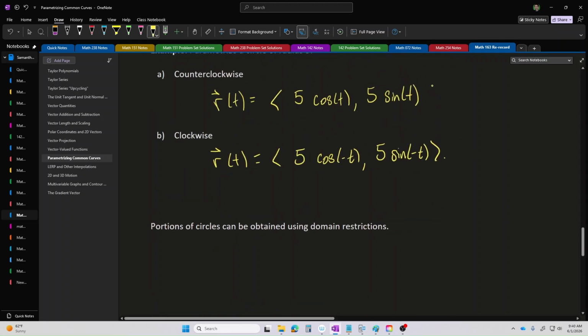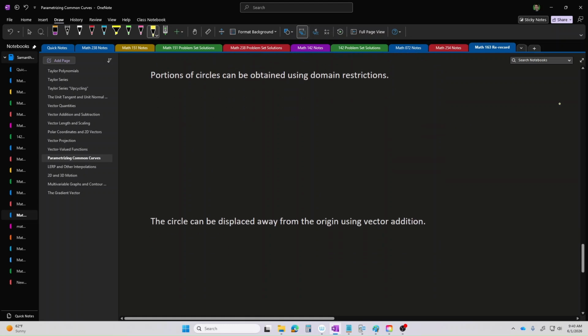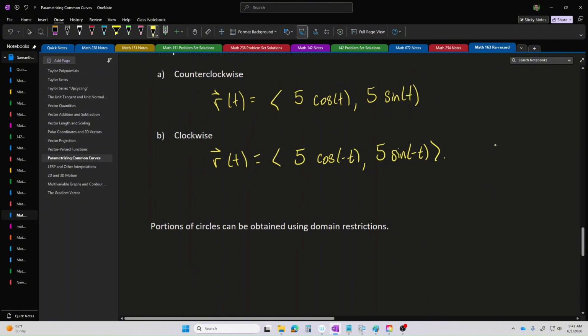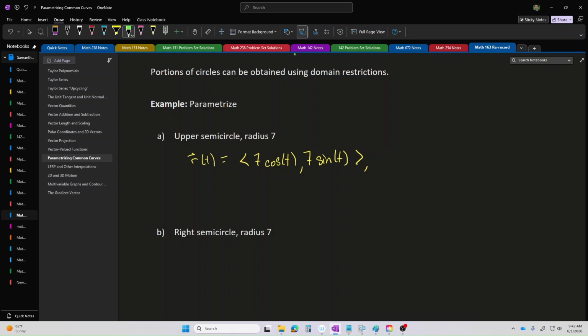Now, if you don't want a full circle, if you only want a portion of a circle, like a quarter circle or a semicircle, that can be accomplished by putting a restriction on the values of t going into this function. If we wanted to parameterize an upper semicircle of radius 7, we would start out with the formula for the full circle of radius 7, 7 cosine t, 7 sine t, but then we would restrict the values of t going into sine and cosine so that only the upper semicircle is produced.